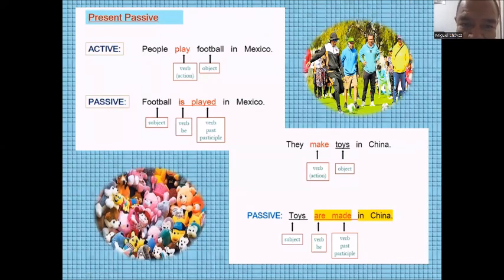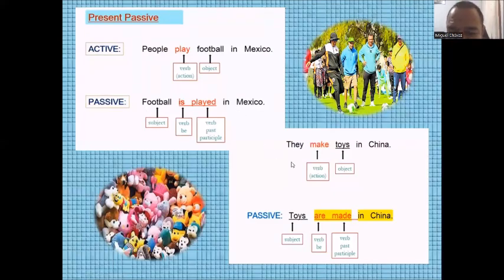Remember that in past participle, we need to identify regular and irregular verbs. In this case, the passive voice is: football is played in Mexico. It doesn't matter who plays football in Mexico. The most important thing is that football is played in Mexico.